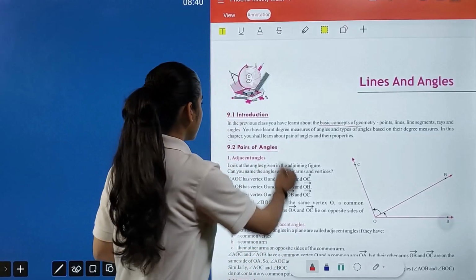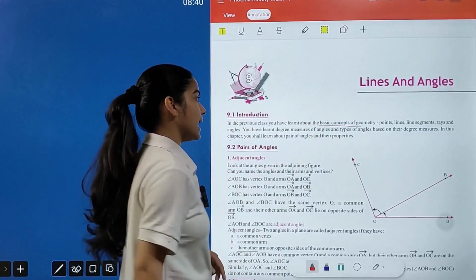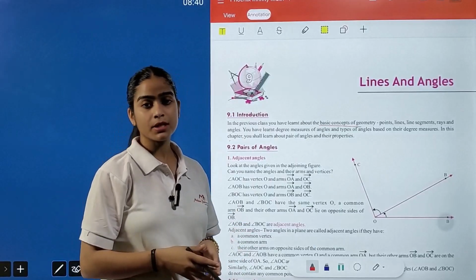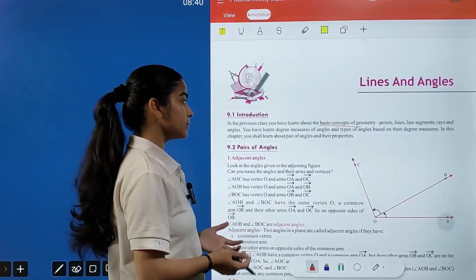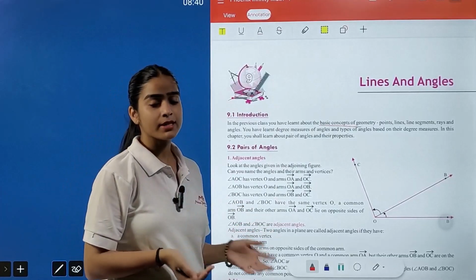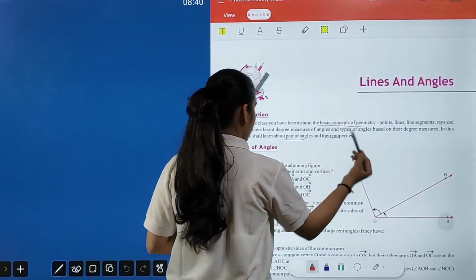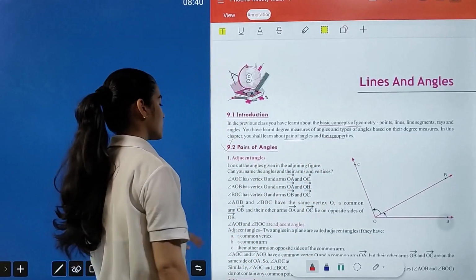Today, we have chapter number 9, which is lines and angles. In this chapter, we are going to learn about lines and angles. In our earlier classes, we already learned about point and line segments. And in this chapter, we are going to learn about pairs of angles and their properties. So first of all, we start with pairs of angles.